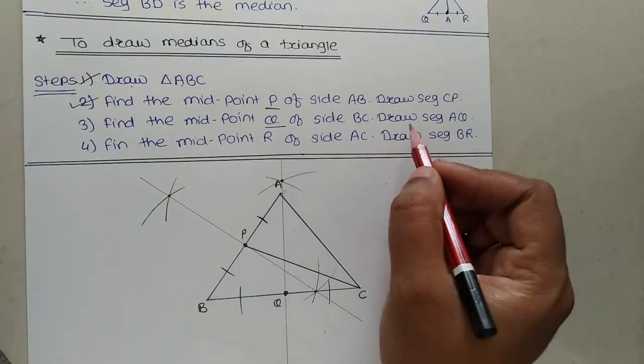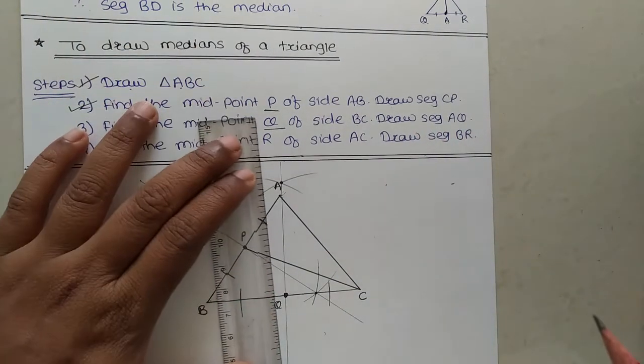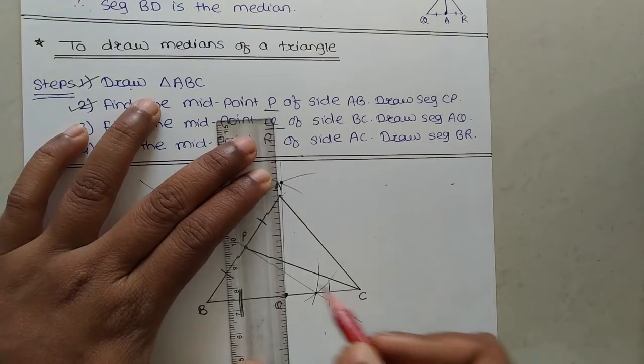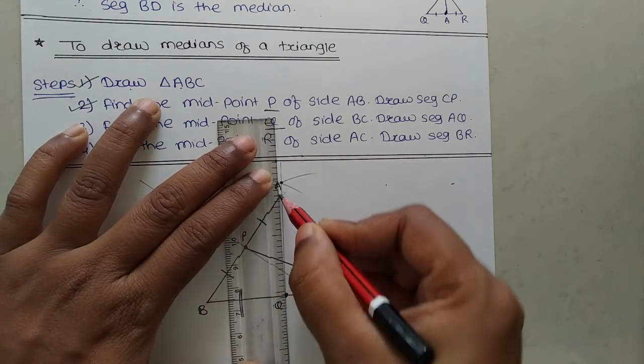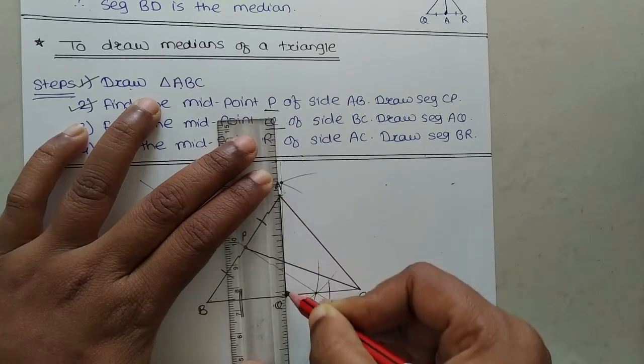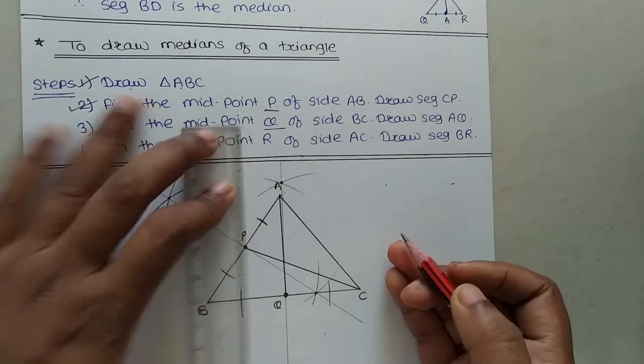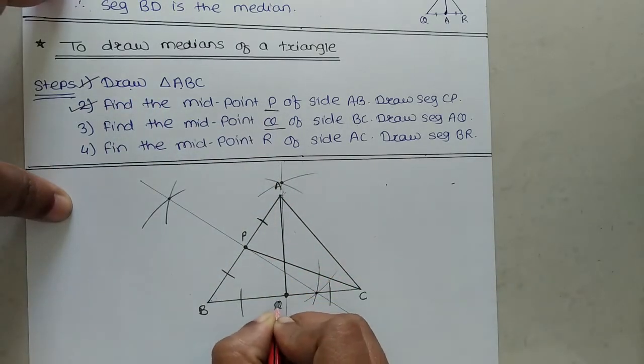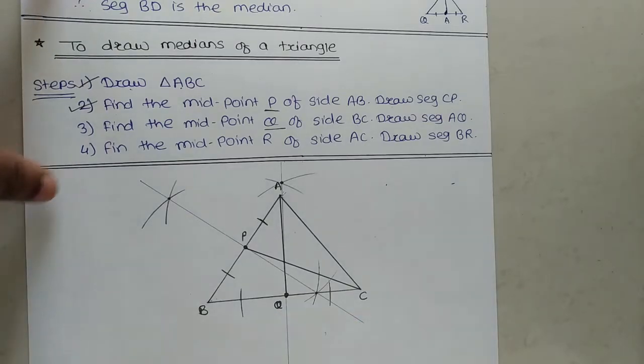And then next one is what? Draw AQ. We have to draw here AQ. This is Q. Clear? So we have done here step number 3 also.